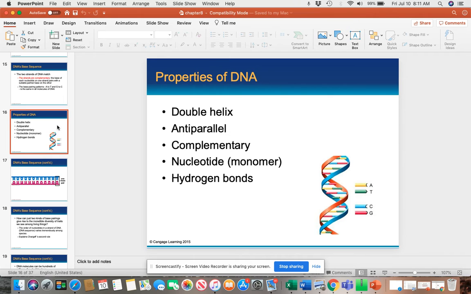Nucleotides, once again, there are three components: 5 carbon sugar, 3 phosphate groups, and a nitrogenous base. The bonds between a nitrogenous base on one chain and the other chain are hydrogen bonds.